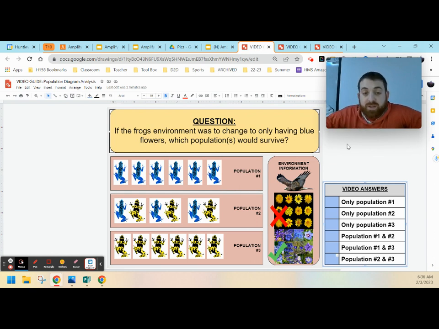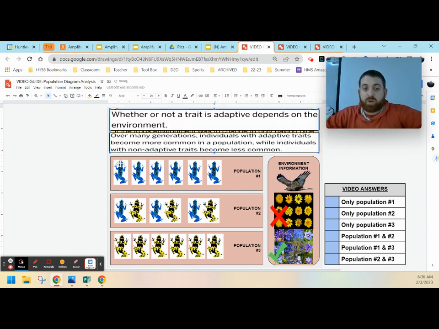All right. Do you think you got the answer correct? Let's take a look. We know two important things. Number one, whether or not a trait is adaptive depends on the environment. So in our environment, if we were to have the yellow or blue flowers, that's going to help determine which of our populations have adaptive traits. And then obviously having that predator makes it even more important to have that blue or yellow coloration based on what they can and cannot blend in with. In this case, over many generations, individuals with the adaptive traits can become more common in a population, while individuals with non-adaptive traits will become less common.